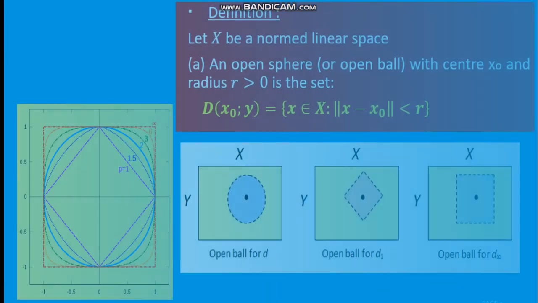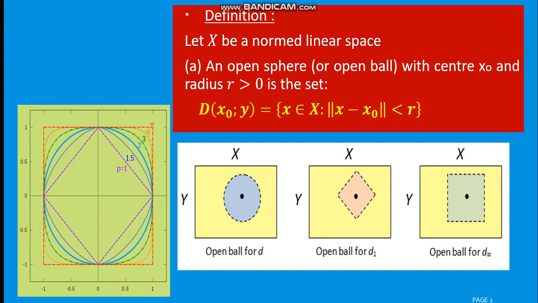Okay, so let's suppose X is a normed space. What is an open ball, right? Or in a metric space, like that, how do you define it here?